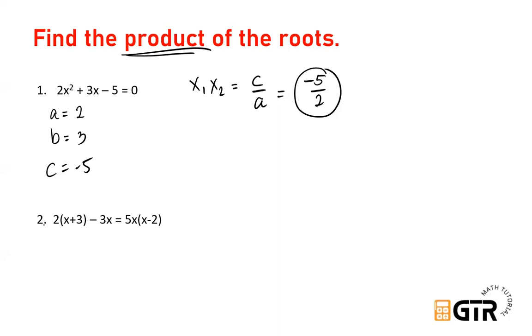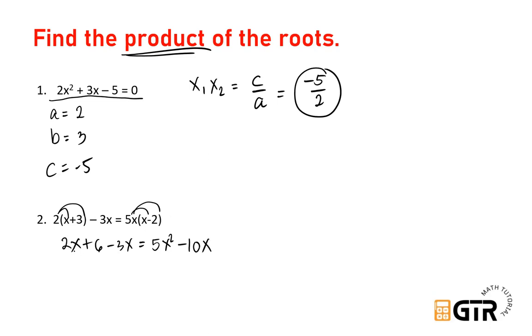Okay, let's try number 2: 2 times x plus 3 minus 3x is equal to 5x times x minus 2. We need to transform this into standard form like number 1, so one of the sides should be equal to 0. Let's simplify first, distribute the 2, and at the same time distribute 5x. 2 times x is 2x, 2 times 3 is positive 6, copy negative 3x, equal to 5x times x, which is 5x squared, and 5x times negative 2 is negative 10x.